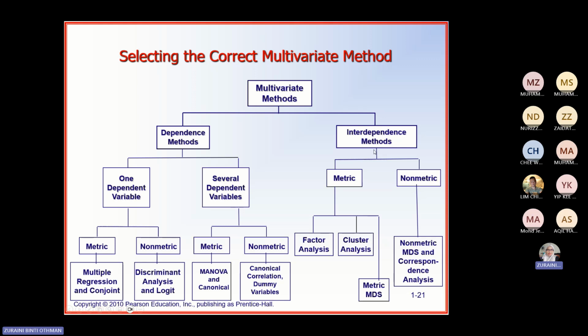And for the interdependence method, we also have to consider whether it is metric or non-metric. If it is metric, we use factor analysis, cluster analysis or metric MDS. And if it is non-metric, the methods to consider are non-metric MDS and correspondence analysis. But here, do you see that we also have the hybrid? We have two methods, dependence and interdependence, and in the middle is the multiple relationship structural equation, SEM and CFA. SEM will be covered in the lecture by Dr. Fauzia, where we see how it works as a multiple relationship structural equation. Okay.